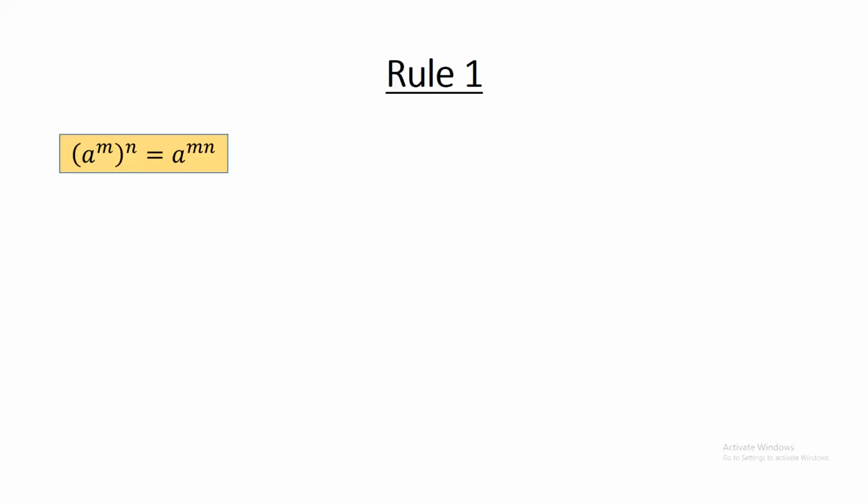And it's given by this rule: a to the power of m, to the power of n, is a to the power of m times n. In other words, you multiply the two exponents and you keep the base. So if you were to have a squared raised to the 5th power, you would say this is a to the power of 2 times 5, which is a to the power of 10.